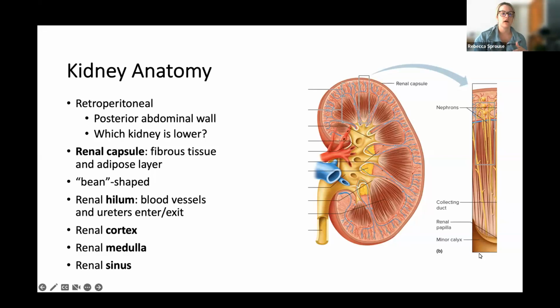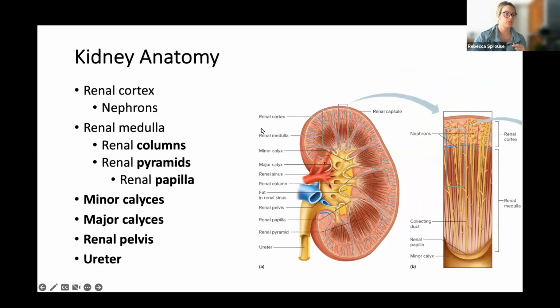Okay, so again, cortex, medulla, sinuses in between here filled with fatty tissue. And then we're going to jump into this a little bit further. Within that cortex, we're going to have things called nephrons, and you can't see them from this macro anatomy. This is why we're not going to hit on this until lecture 2.